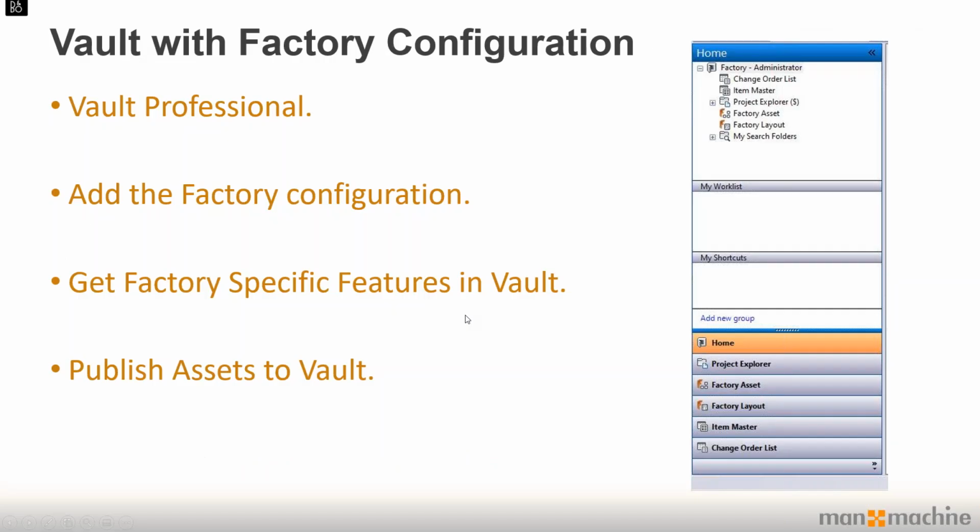So following on from the process flow, I wanted to show you some of the vault configurations that come in. You can add in factory vault configuration in Vault Professional. You simply just add it, and it is one of the pre-configurations. You can add it to an existing vault, and then it allows you to publish your assets to Vault, and Vault then manages your assets, which is quite a handy function.